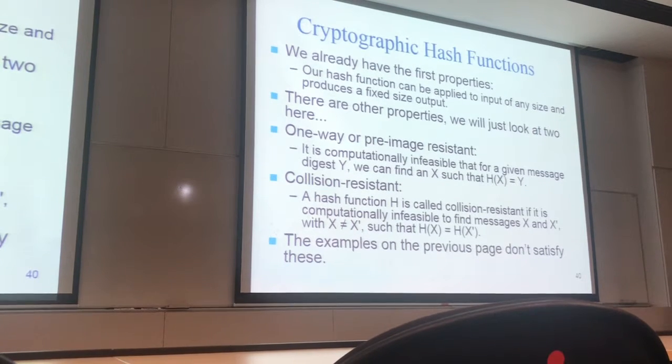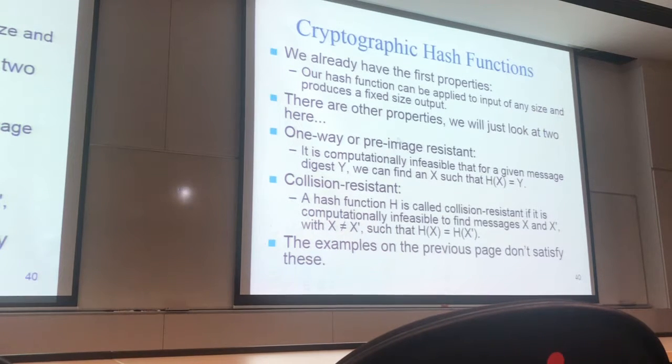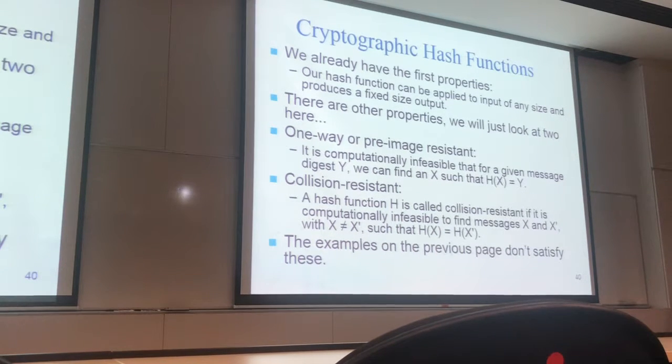But given the output, you cannot find the input or the pre-image. So that's the one-way or pre-image resistance. That means you can only do the calculation in one direction, but not the other direction. The other one is collision resistant. That means it's computationally infeasible to find two messages which will produce the same hash output.